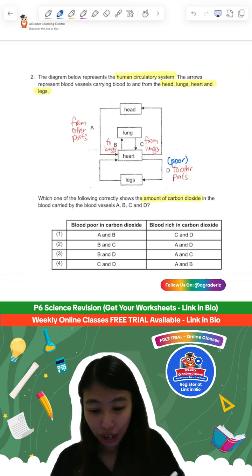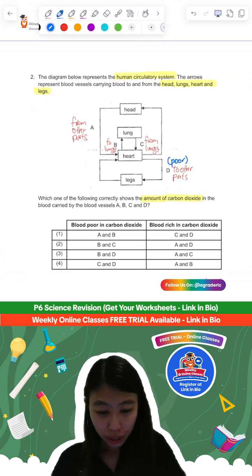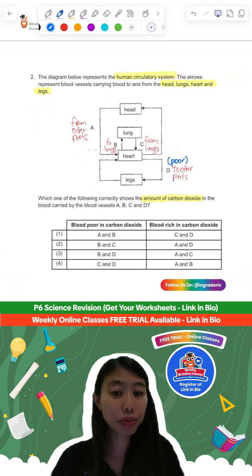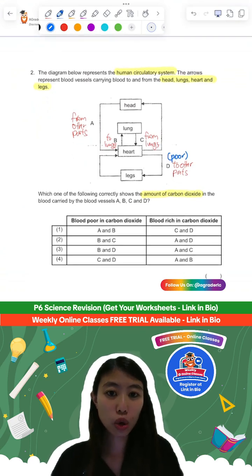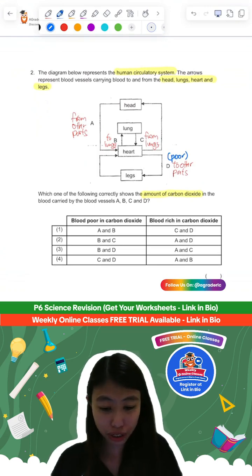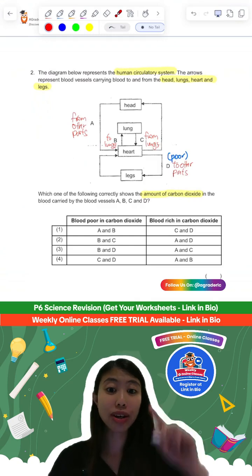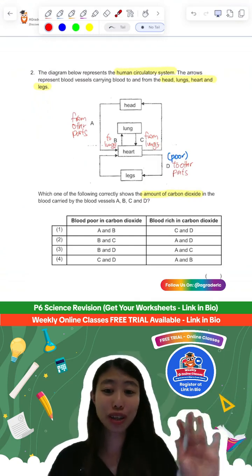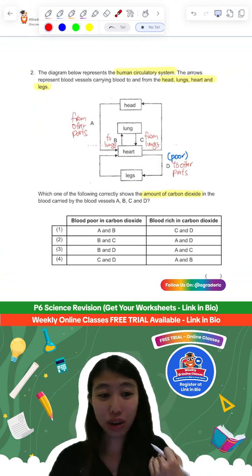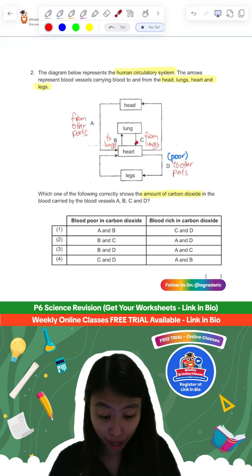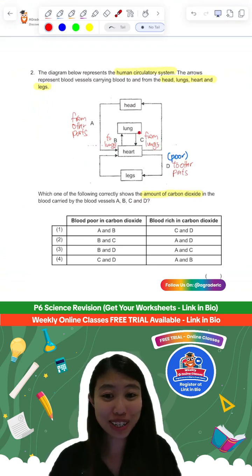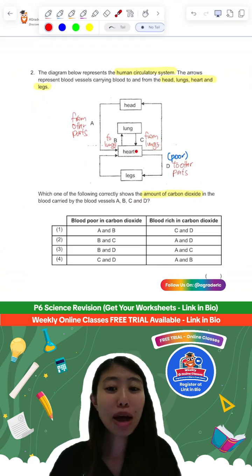What about the other one? Coming out from the lungs, what do you all think? High or low carbon dioxide, rich or poor for C? The lungs replenish oxygen. The lungs get rid of most of the carbon dioxide and get oxygen. I'm focusing on carbon dioxide here. Carbon dioxide should be rich or poor, high or low?